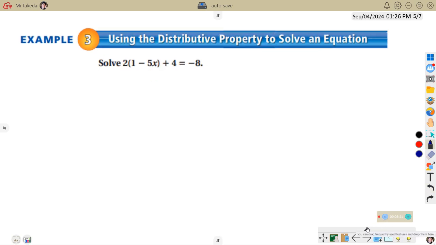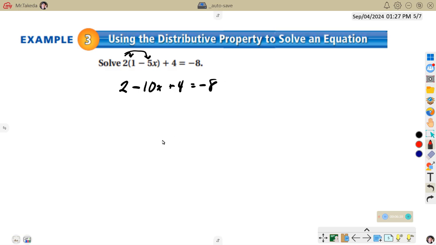For our last example, there might be some other types of simplification that we have to accomplish before we can combine like terms. So let's take a look here. I've got distribution. The distributive property should be applied first because I've got this expression in parentheses. If you remember the distributive property, that means I'm going to multiply that outside factor by everything in the inside factor. So 2 times 1 is 2, and then that minus sign comes down. 2 times 5x is 10x, and then plus 4, and then equals negative 8.